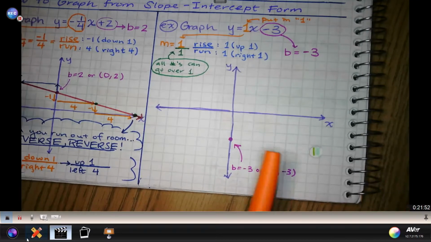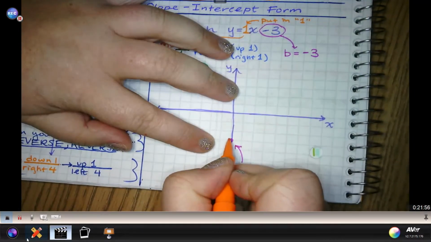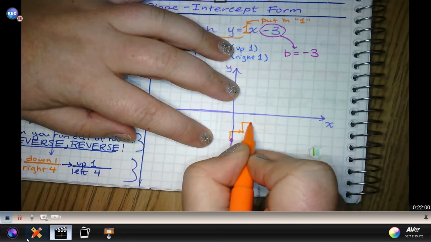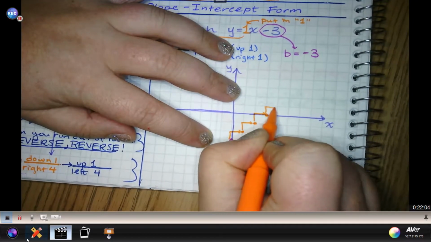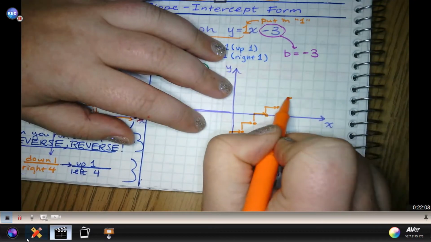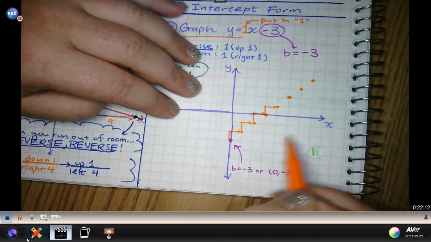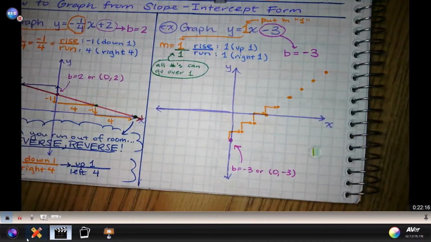All right, then once we have our beginning point, we know how to move. Up 1, right 1, put a point. Up 1, right 1, put a point. Up 1, right 1. And once you kind of get the hang of it, you don't have to keep doing those little stairs anymore. You can just keep going up right 1 until you run out of room.